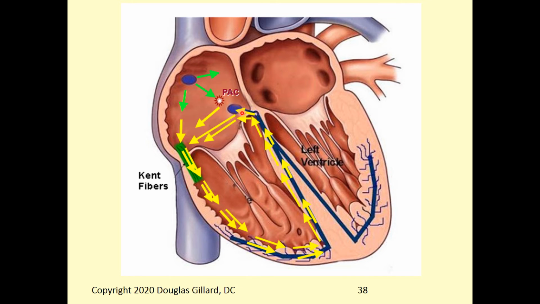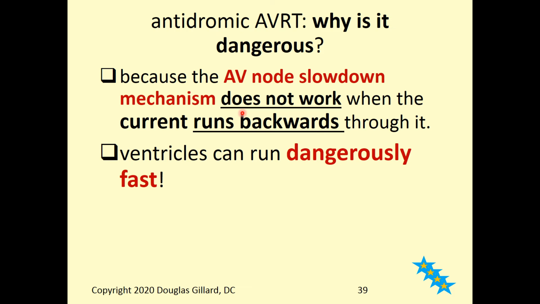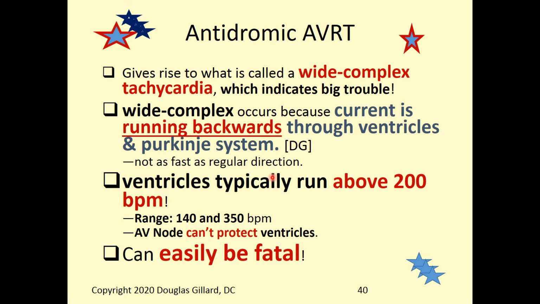This one you could kill the patient if you do, so you've got to run an EKG. We'll come to that in a second. Why is it dangerous? Because the slowdown portion of the AV node is taken out of play. So the ventricles can run full blast, over 200 beats per minute. On EKG, thank goodness, there's an easy finding.